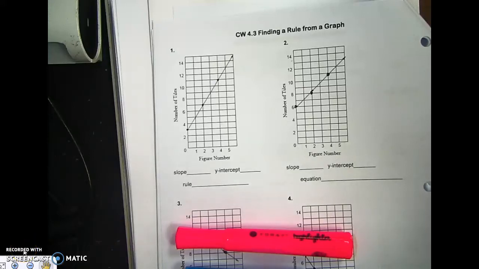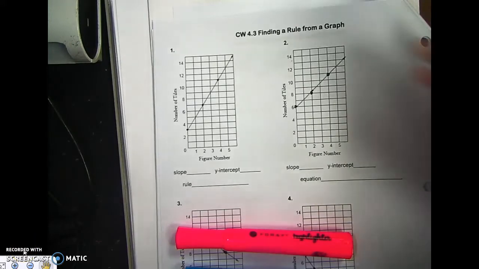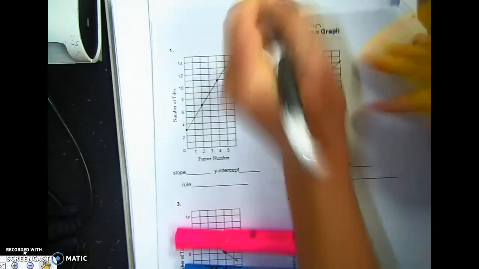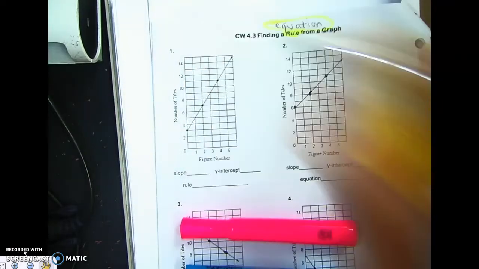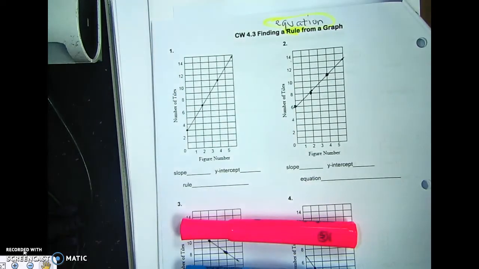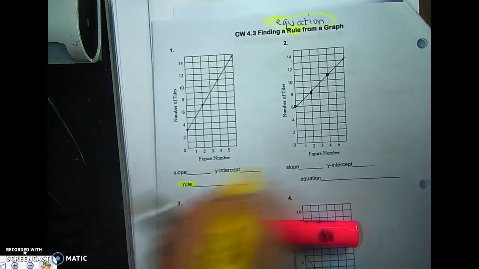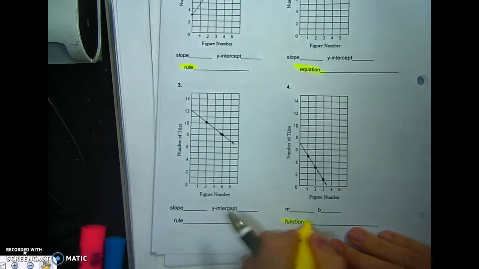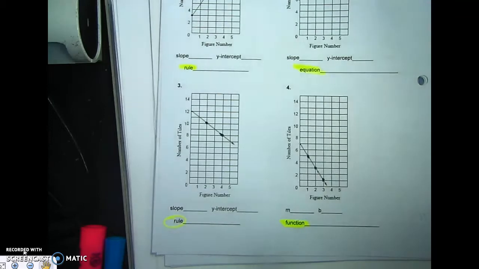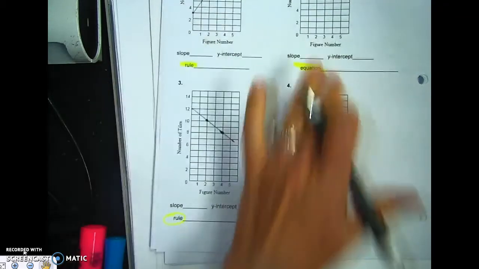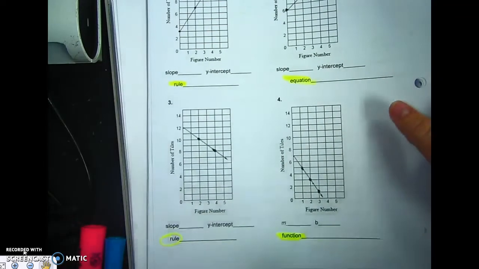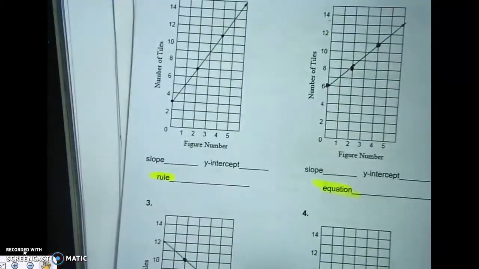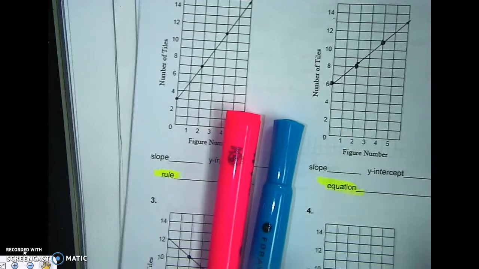So another word for an equation, let me write that down, is a rule, okay? So we're going to actually be finding the rule today, or the equation today, or we're going to be finding the function today. Either way, whatever that word is, it's all going to be the same result. You need pink and blue. So do me a favor, get your pink highlighter and blue highlighter right now.